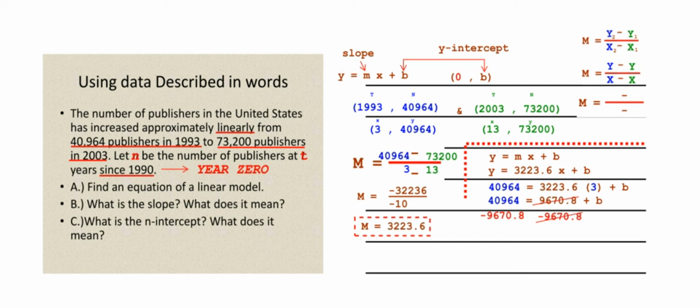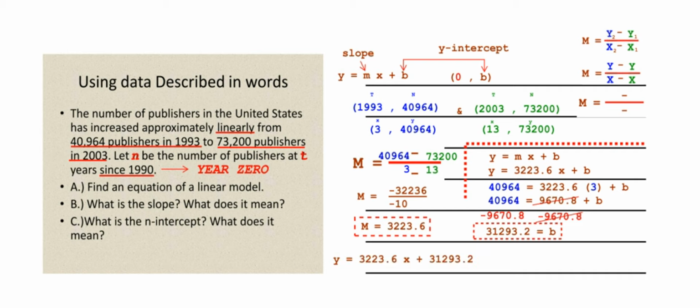And now 40,964 minus 9,670.8 gives us 31,293.2. Once again, your calculator could be very useful. If you haven't taken it out, please take it out and double check the values. Remember, you can always pause the video at any particular location and double check what you see on there. So 31,293.2 is the b value. There's our other intermediate value.